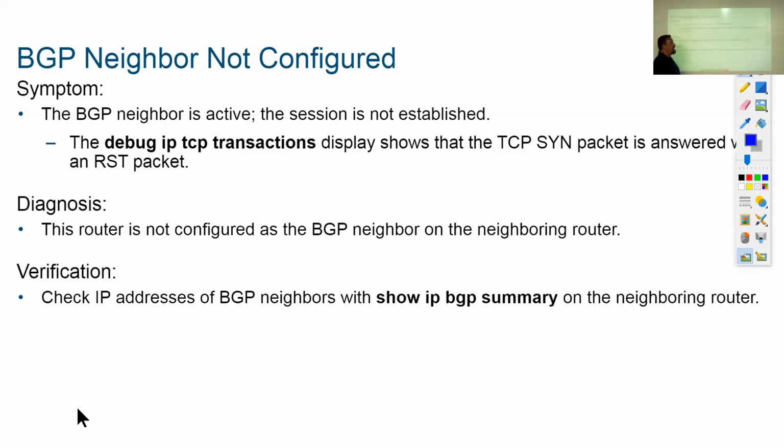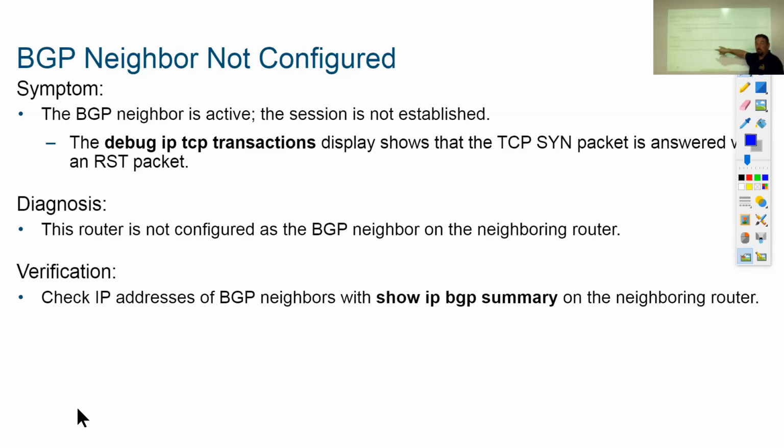And we're going to look at these, and again, notice that when we do a debug IP TCP transactions, it's going to show us when we send out a TCP SYN, now all of a sudden it's being answered back, but it's being answered back with a reset message, which resets the TCP conversation all over again. What that tells me is that I have them configured as a neighbor, but they don't have me configured as a neighbor. Or if they do, they're using the wrong IP address.